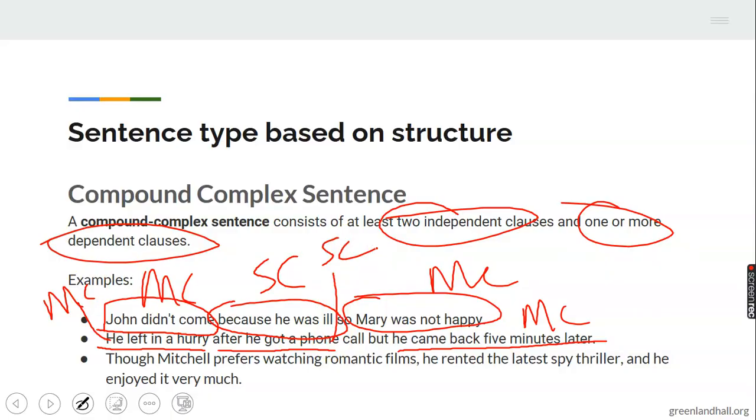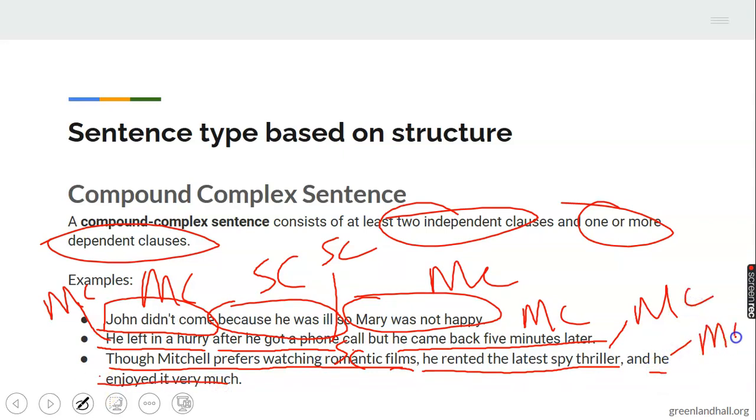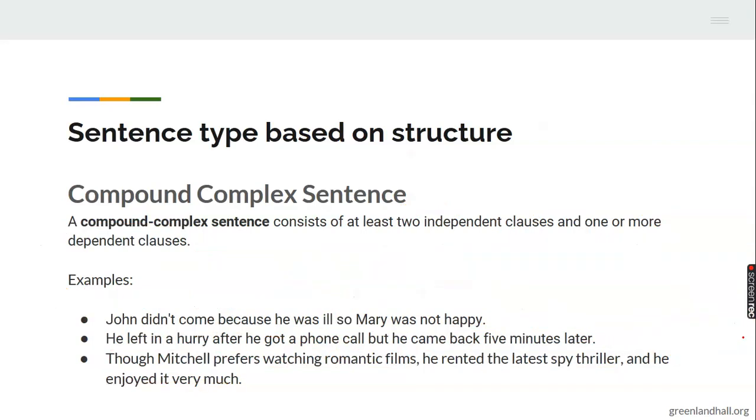And lastly, though Michelle prefers watching romantic films, this is a subordinate clause. He rented the latest spy thriller. This is the main clause. And he watched it very much. This is a main clause. The sentence there starts with a subordinate clause.